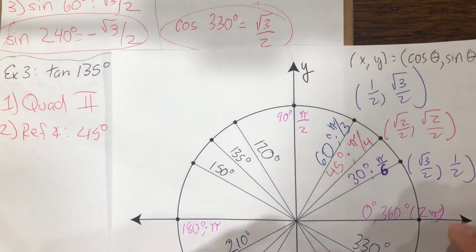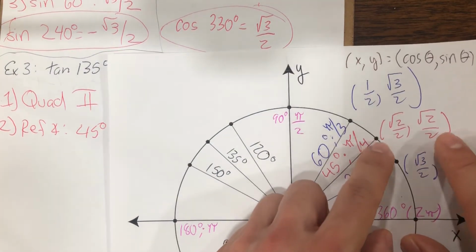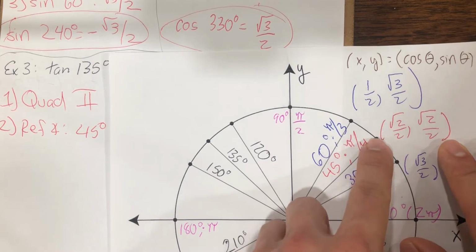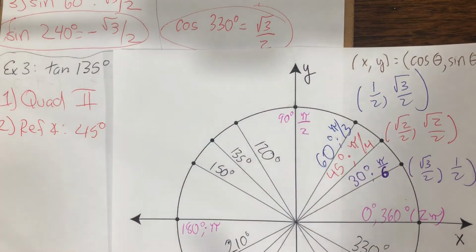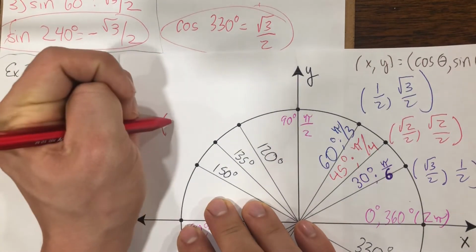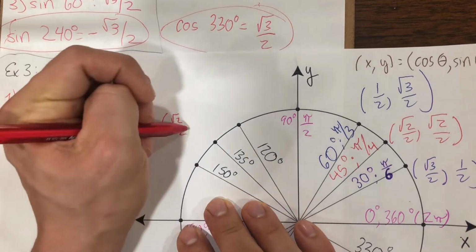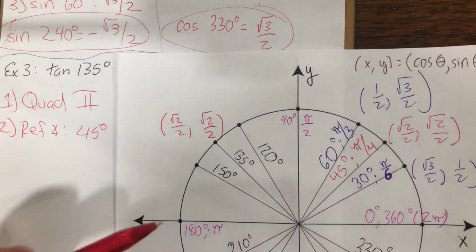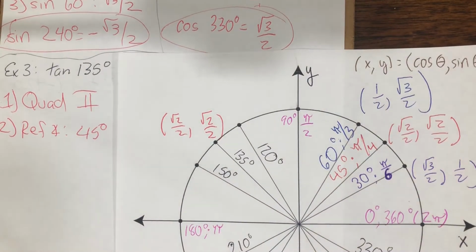I have my x and y coordinate over here for 45 degrees. So I'm going to copy it and paste it to 135. So I have √2/2 comma √2/2. So it's in the same spot as 135 degrees. But now we're going to figure out if both of the x and y coordinates are going to turn into a negative, or if only one of the numbers is going to turn into a negative.